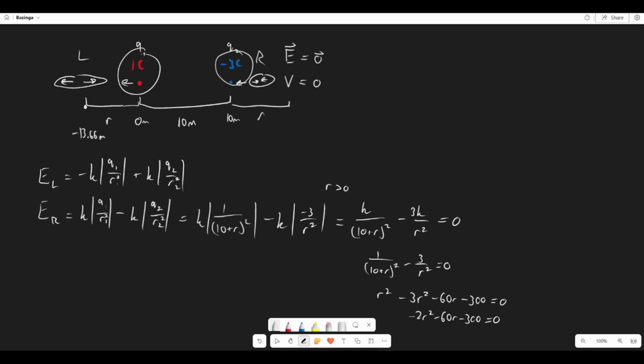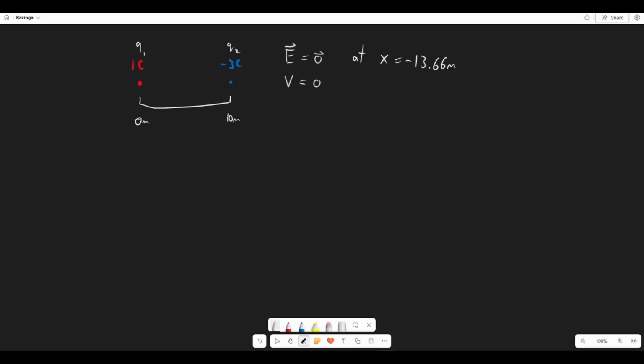But now, if we solve this quadratic equation for r, we get that both solutions are negative, which contradicts what we said earlier. Therefore, in the right region, there is no value of r for which E equals 0. Now let's solve the voltage problem where V equals 0.